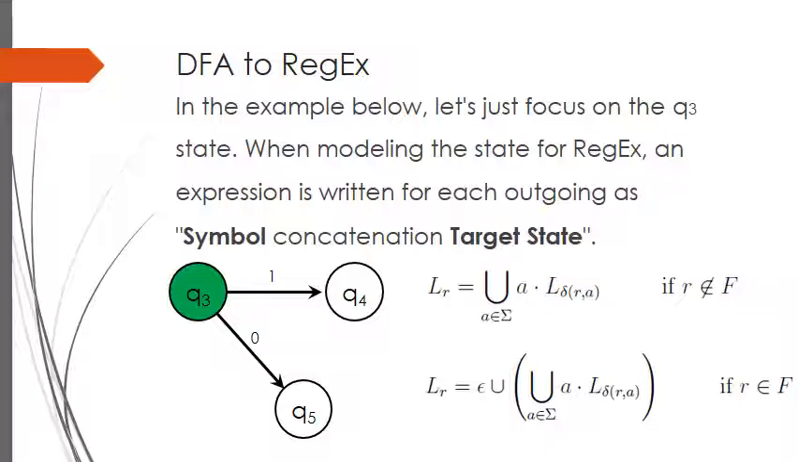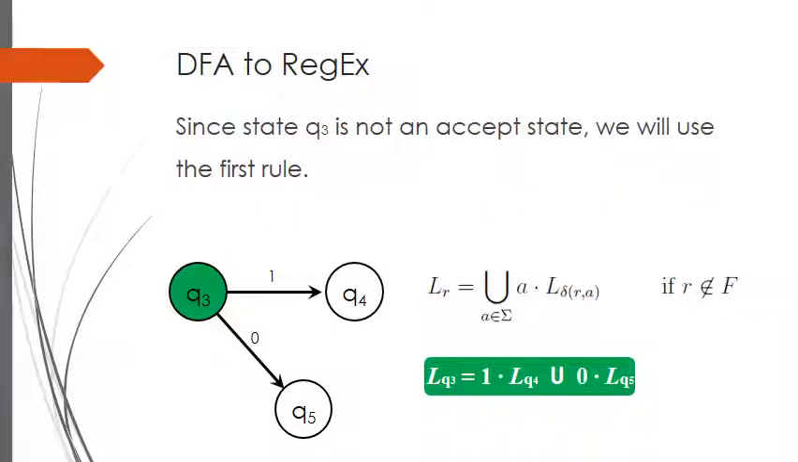In the example below, let's just focus on the Q3 state. When modeling the state for RegEx, an expression is written for each outgoing symbol, concatenated with the target state. On the right there are two rules. If the state to process is not an accept state, then the first rule is used, otherwise the second. Since state Q3 is not an accept state, we will use the first rule.